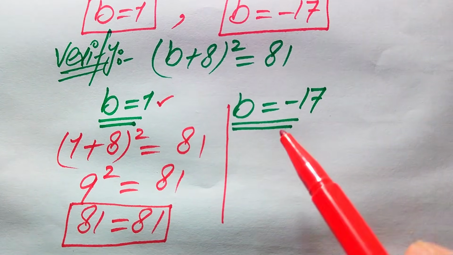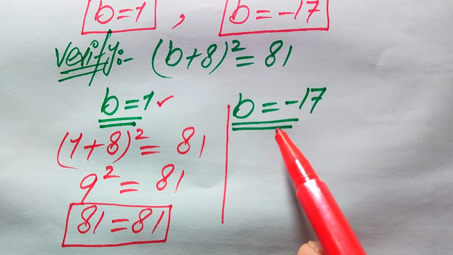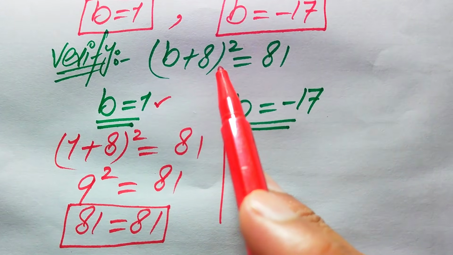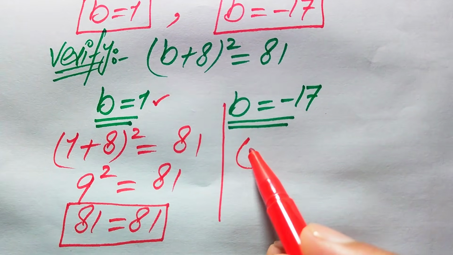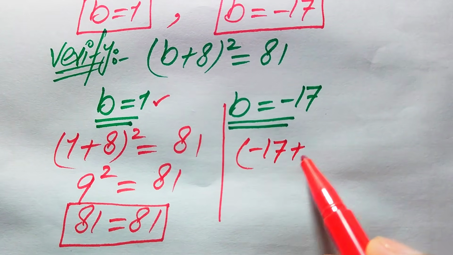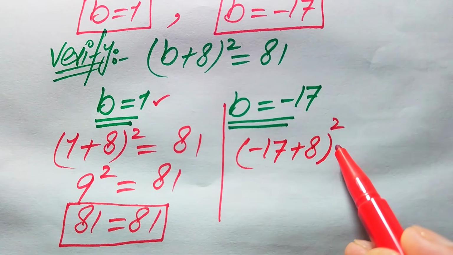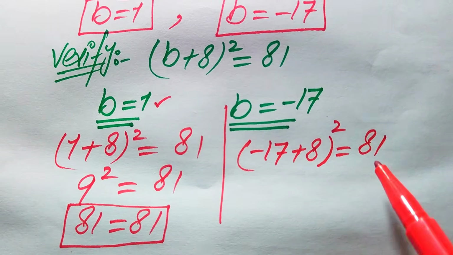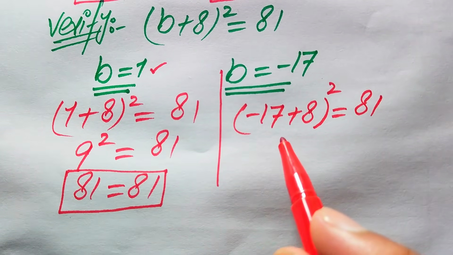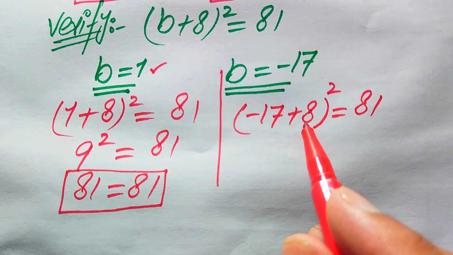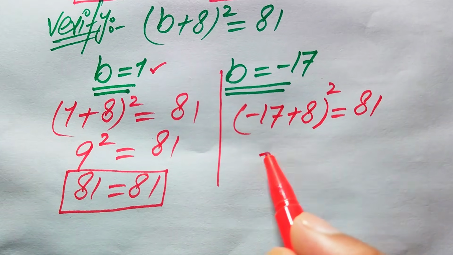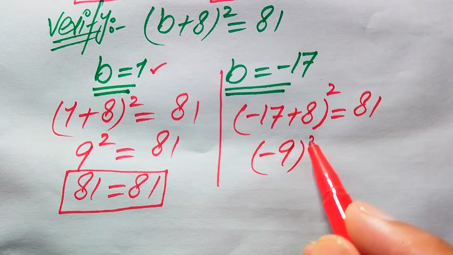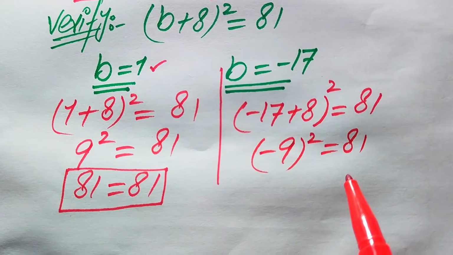And now in the same pattern we verify the second value of b, and we put this value of b here, and we get b plus 8 whole square is equal to minus 17 plus 8 whole square is equal to 81. Further we have minus 17 plus 8 becomes minus 9 whole square is equal to 81.